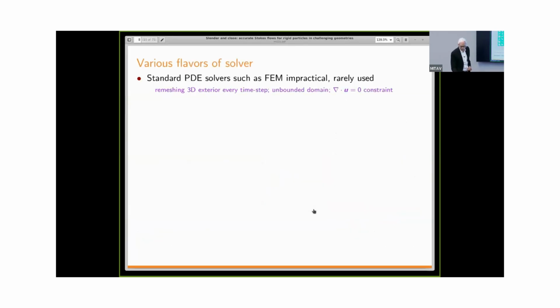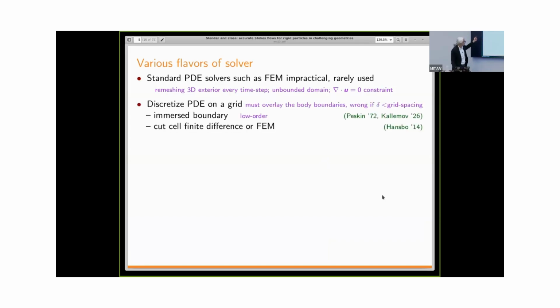Okay. So there are various ways to solve this. Standard finite element is basically never used because you'd have to remesh a horrible exterior domain. You can discretize on a grid, so you don't have to remesh. You have to just deal with cut cells or communication between off-grid points and grid points, and that's usually called immersed boundary or cut cell. These are low-order methods, and if the separation between objects is less than a grid cell, you definitely get the wrong answer because it can't resolve what's going on.